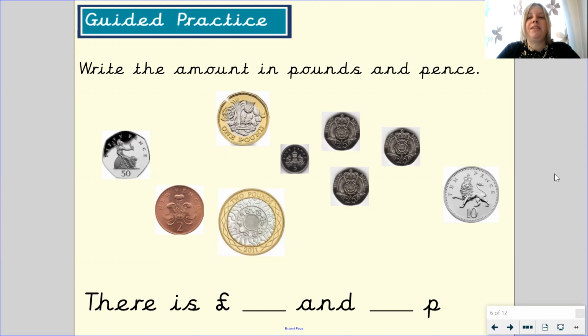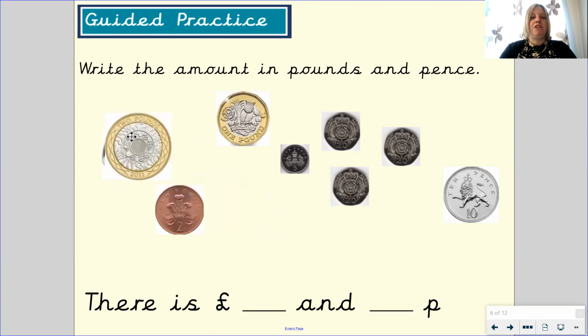Write the amounts in pounds and pence. So we need to add all of this money together to find out how much there is. Yesterday, we started by adding the pounds and then we added the pence. Today, we are going to start by adding the pounds. So the first thing I'm going to do is group my pounds together.